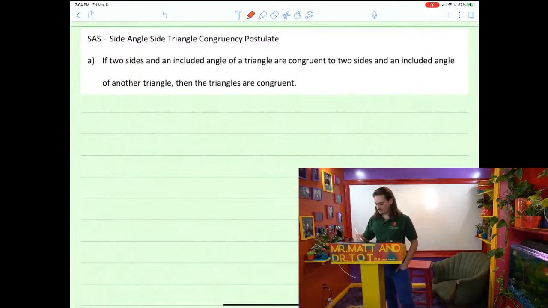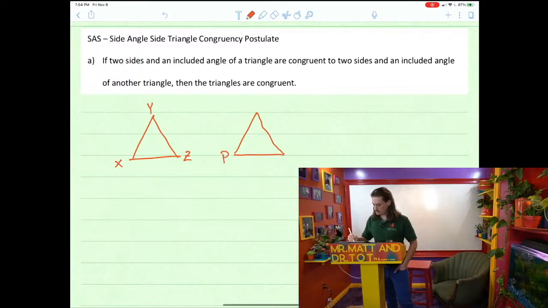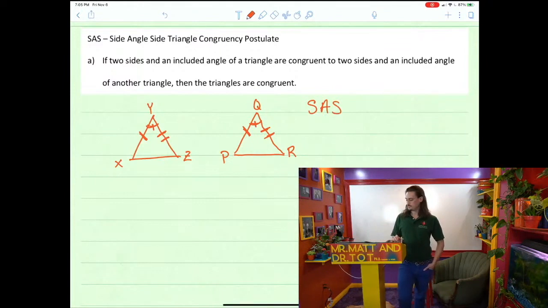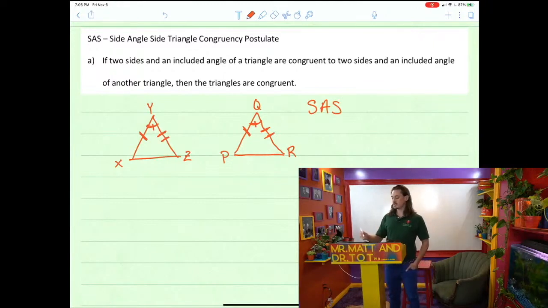So again, if we have, let's say, triangle XYZ, and we have triangle PQR. If we know that XY is congruent to PQ, and we know that YZ is congruent to QR, and we know that the included angle Y is congruent to the included angle Q, then we've established that these two are congruent due to side angle side congruency. But again, they have to match up exactly. And you can tell because corresponding angles are opposite corresponding sides.